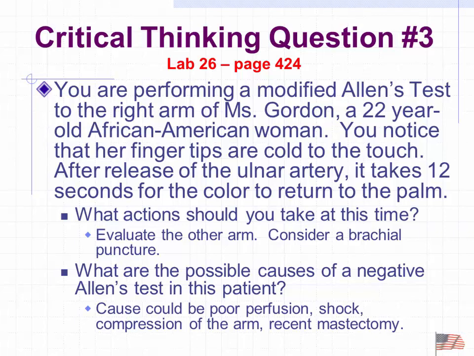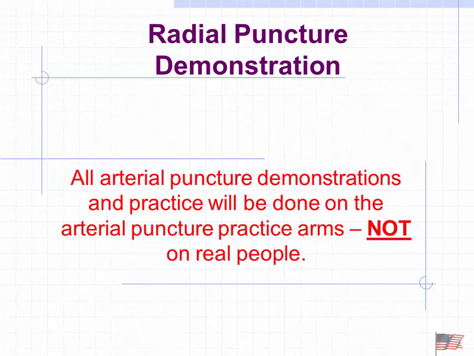Okay, you're performing this modified Allen's test on the right arm of Ms. Gordon, a 22-year-old African-American woman. You notice that her fingertips are cold to the touch. After release of the ulnar artery, it takes 12 seconds for the color to return. It's probably not the best site to take, considering either the other arm or brachial. It also sounds like she may have some vascular problems, which is leading to the poor perfusion. That could be just something as simple as Raynaud syndrome or some other syndrome where the peripheral perfusion is impaired.